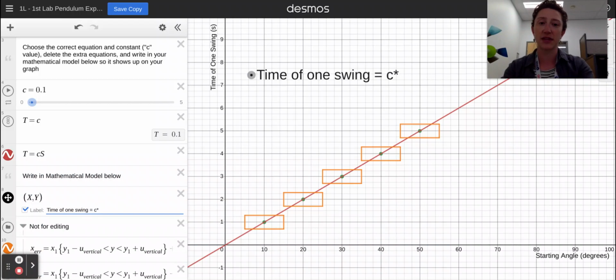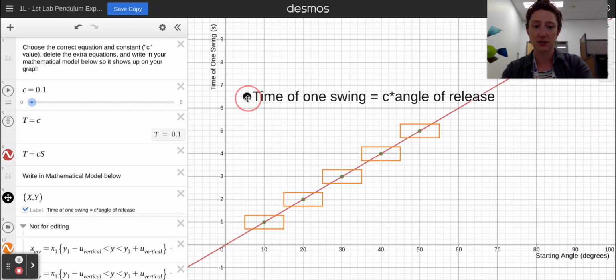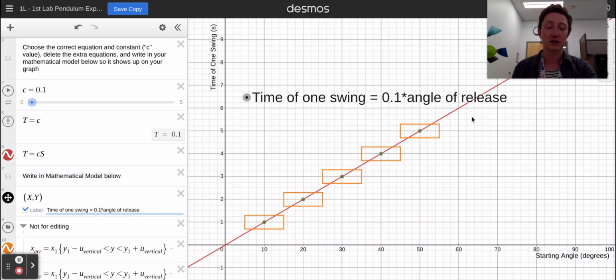The S stands for the angle. I don't know why we used the S there, but this is the angle of release, so that we can see that. Okay, time of one swing equals C times the angle of release. Well, our C value is this number right here. That's where I'm getting that from. So the C value is 0.1 times the angle of release. Again, if this is the pendulum lab, this is not accurate data. Please don't think that this is going to answer your question for the lab, but this is just showing you how to use Desmos.